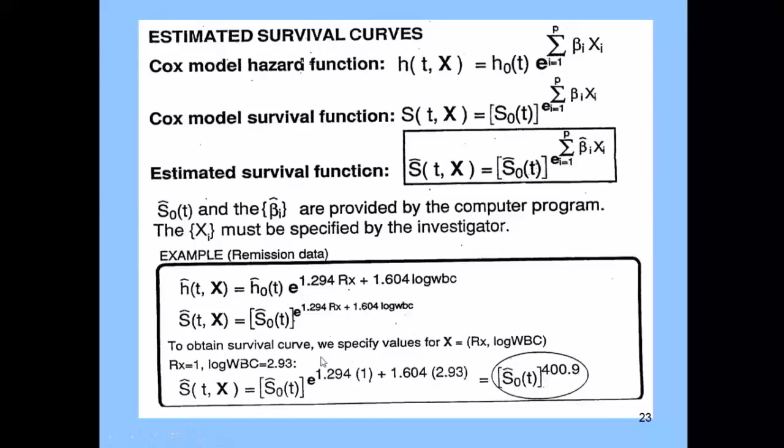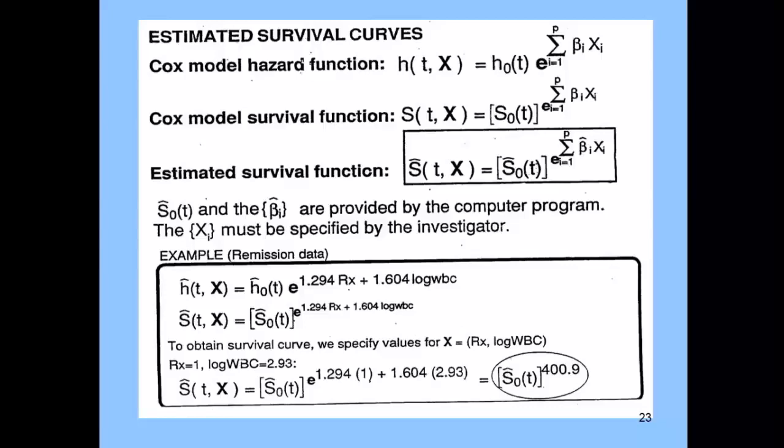So to obtain a survivor curve, we're not going to get one unless we plug in values for the predictive variables. I didn't say this before. I'm really not going to get a number until I put in something for x. So if I put in, for example, 1 for treatment, that means it's placebo. Remember, placebo got 1 and treatment got 0. Plug in 1, and I plug in some other number for log white blood cell count, 2.93.